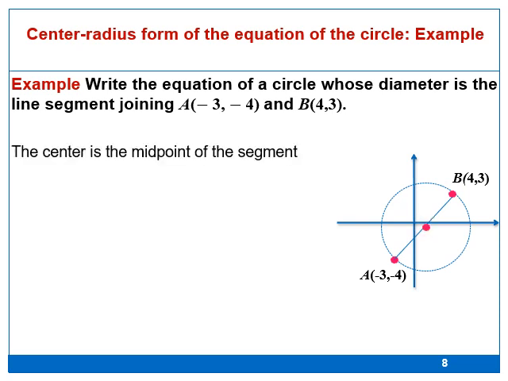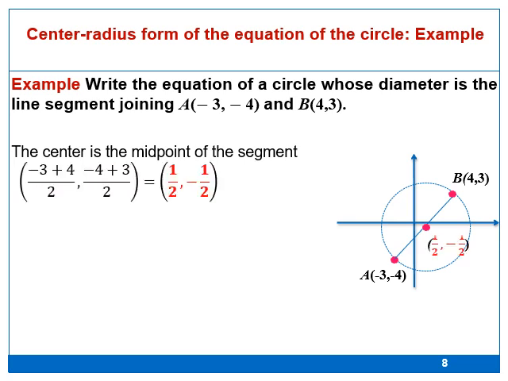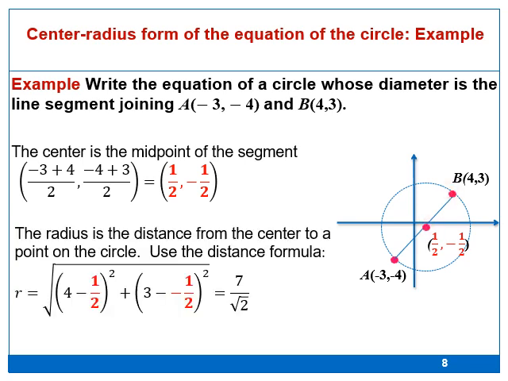We would start by calculating the center as the midpoint of the segment AB, which is equal to the sum of the x's over 2 and the sum of y's over 2. Then we'll calculate the radius as the distance between the center and the point B. Finally, the equation of the circle will be given using the center radius form.